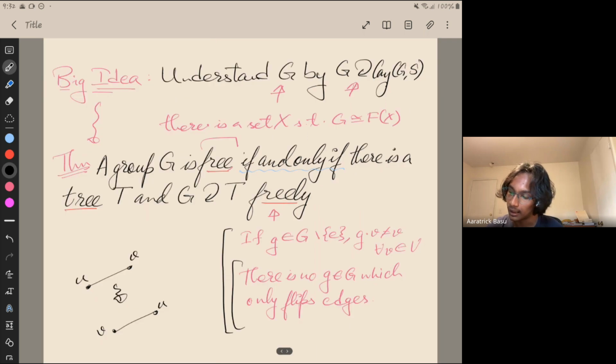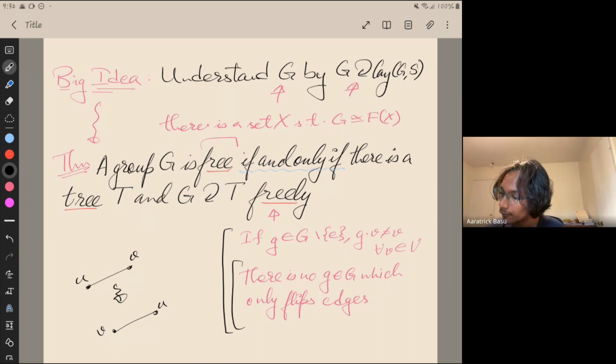But the converse is harder: to show that if a group acts freely on some tree, that implies it actually has to be free. So don't feel scared if you don't understand this, because this is a hard theorem. It's not obvious at all. I just wanted to mention it because I think this is one of the beautiful ways to understand free groups, right?